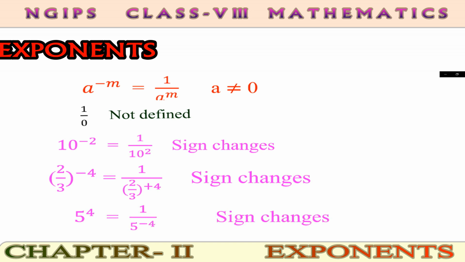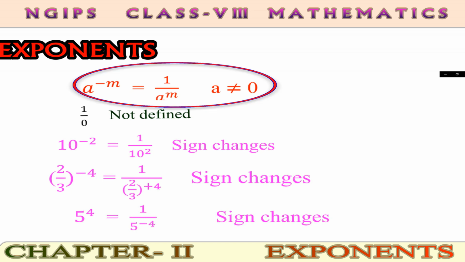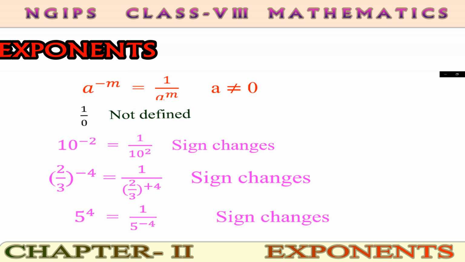So we can generalize it as a raised to minus m equals 1 divided by a raised to m, where a is not equal to 0, because if a is equal to 0, then we would have 0 in the denominator, which would make it indeterminate. This term is read as a raised to negative power m.